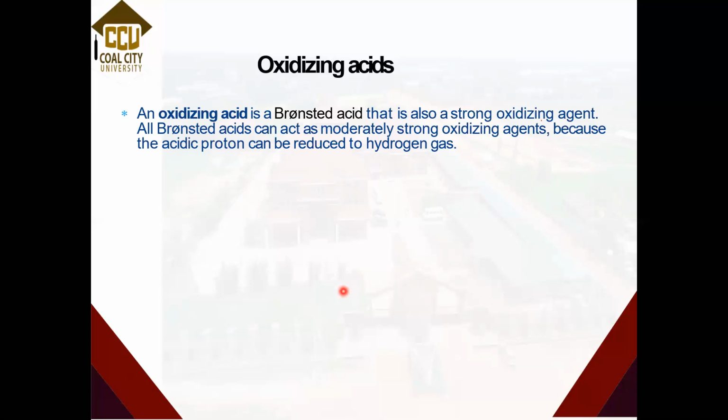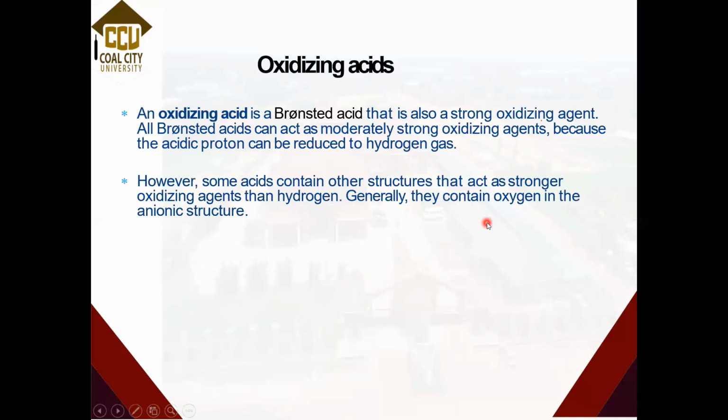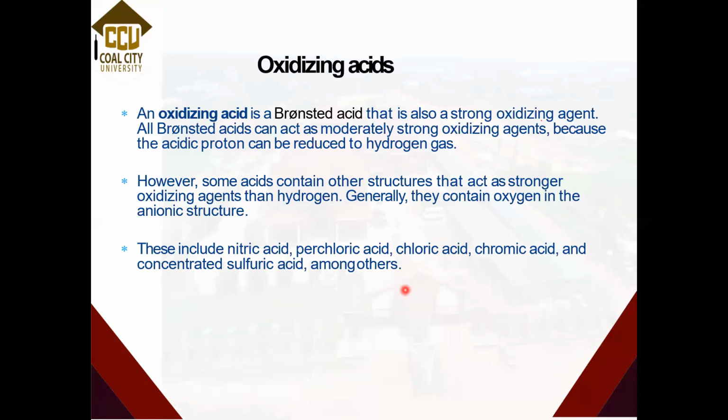All Bronsted acids can act as moderately strong oxidizing agents because the acidic proton can be reduced to hydrogen gas. However, some acids contain other structures that act as stronger oxidizing agents than hydrogen. Generally, they contain oxygen in the anionic structure. So these kinds of compounds include nitric acid, perchloric, chloric, chromic, and concentrated sulfuric acid, among others.